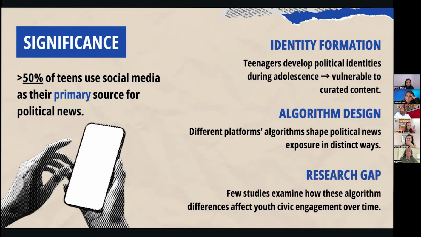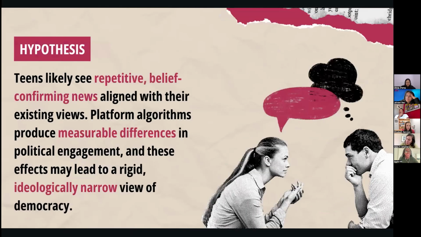And despite all of that, there are still few studies that examine how these algorithmic differences affect youth civic engagement over time. So I hypothesize that teens likely see repetitive, belief-confirming news aligned with their existing views. Platform algorithms produce measurable differences in political engagement, and these effects may lead to a rigid, ideologically narrow view of democracy.